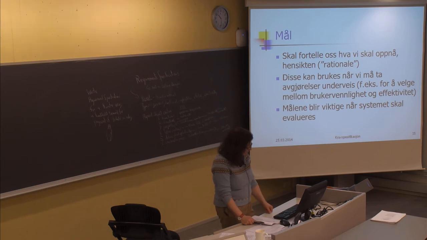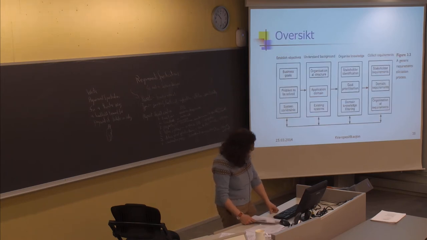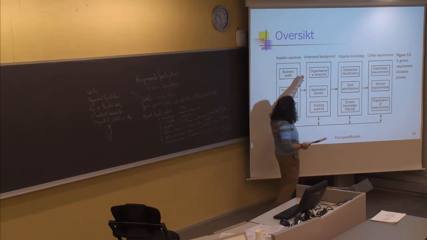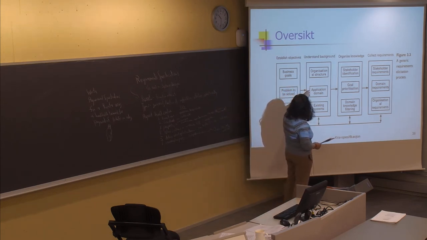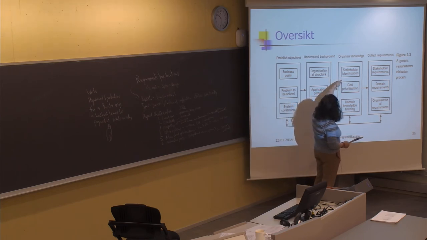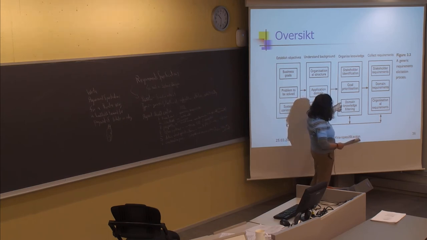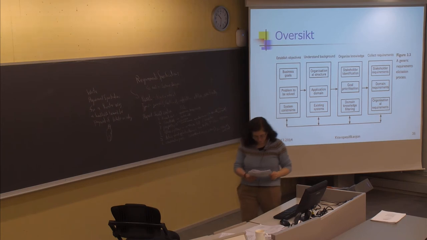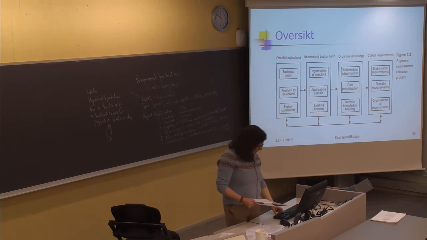Sometimes we need to choose between different goals, like different needs, training, and efficiency. And then this will be used when we evaluate the system. So this kind of review is establishing the different high level business goals, and then understanding the background. So this is all part of the elicitation process.